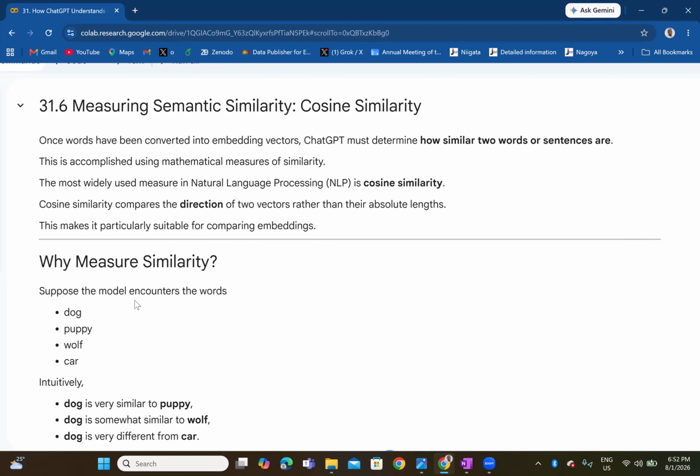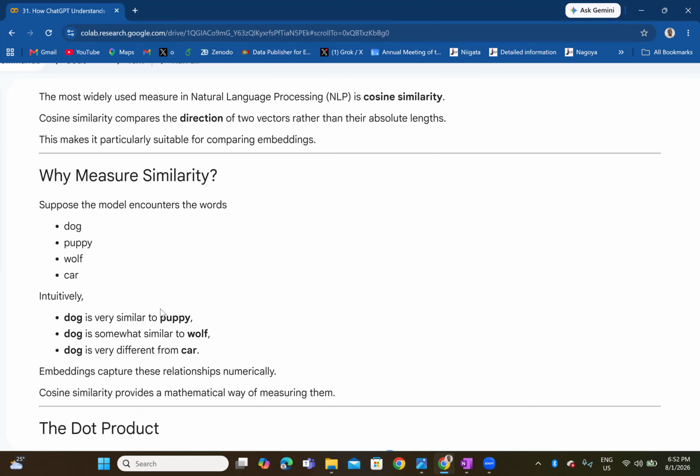This makes it particularly suitable for comparing embeddings. Why measure similarity? Suppose the model encounters the words dog, puppy, wolf, car. Intuitively, dog is very similar to puppy, somewhat similar to wolf, and very different from car. So you see levels of relationship. Embeddings capture these relationships numerically, and cosine similarity provides a mathematical way of measuring them.